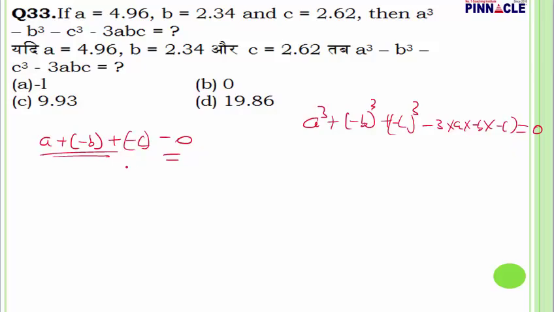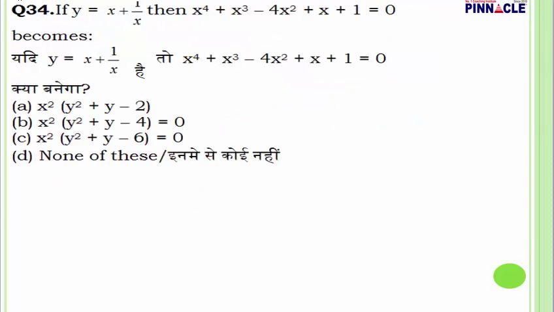Why? Because when a + b + c in this format is 0, then the entire expression on the right side is 0. This is exactly what is given. So that should be equal to 4.96 − 2.34 − 2.62. In this format it will be 0, so this entire expression will be equal to 0. Answer is B.